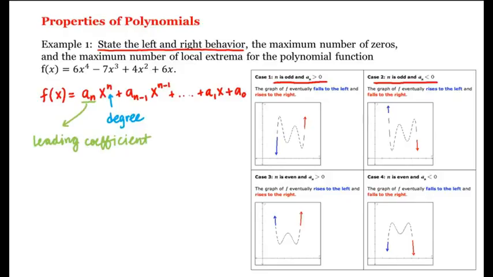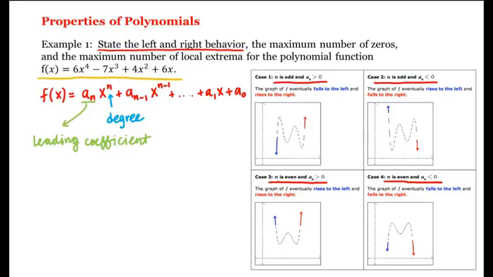And applying the same type of logic when n is odd and a sub n is less than 0, we get that the graph of f will eventually rise to the left and fall to the right. However, when n is even and a sub n is greater than 0, then the graph of f will eventually rise to the left and rise to the right. But when n is even and a sub n is negative, then the graph of f will eventually fall to the left as well as fall to the right.